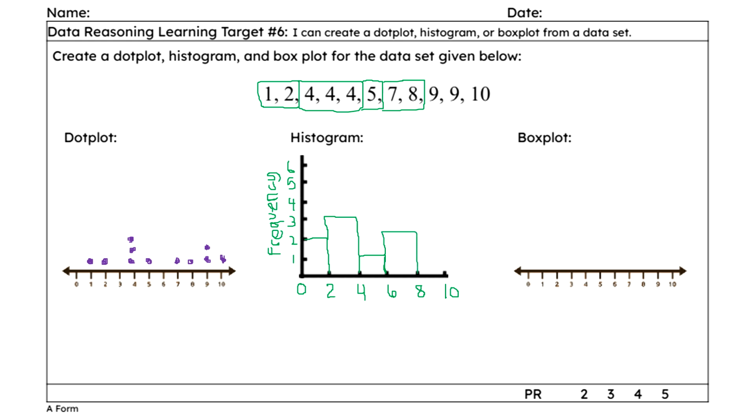And then my last one goes from more than 8 to 10. More than 8 would be 9 and 10. So here's my last bar right here. I've got 3 values in between that range. So here's my 3 like this.